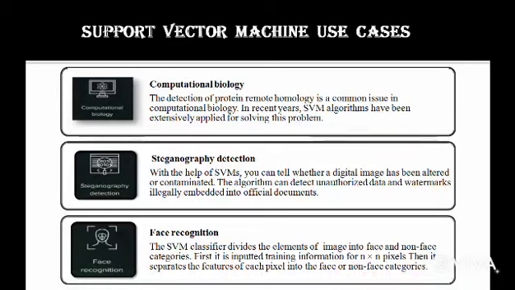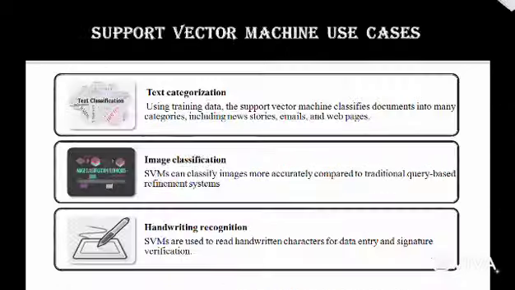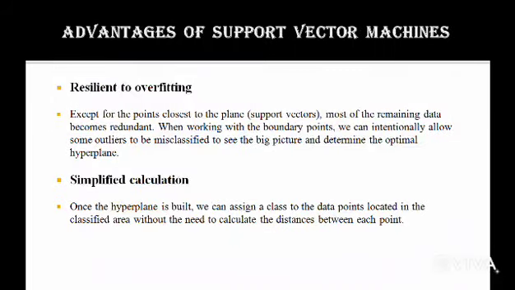First, it is given training information for n by n pixels. Then it separates the features for each pixel into face or non-face categories. Text categorization. Using training data, the support vector machine classifies documents into many categories including news stories, emails, and web pages. Image classification. SVMs can classify images more accurately compared to traditional query-based refinement systems. Handwriting recognition. SVMs are used to read handwritten characters for data entry and signature verification.